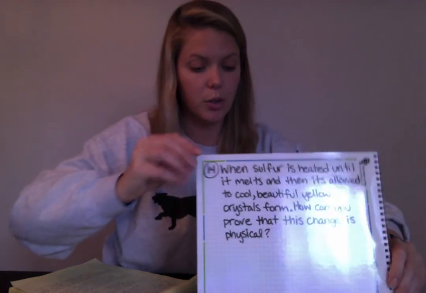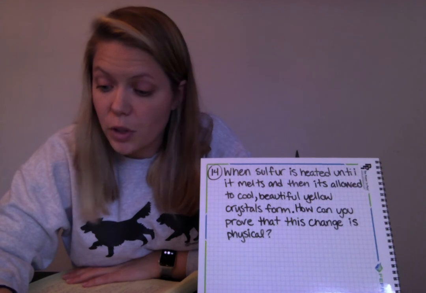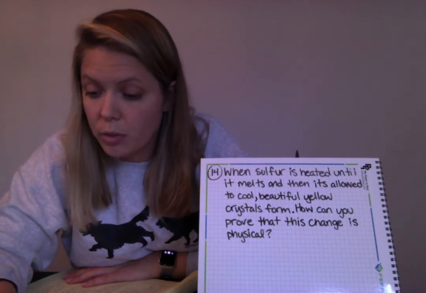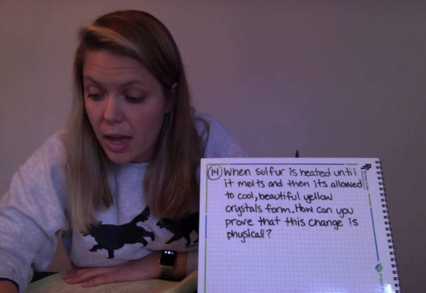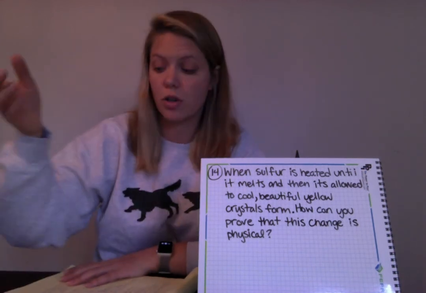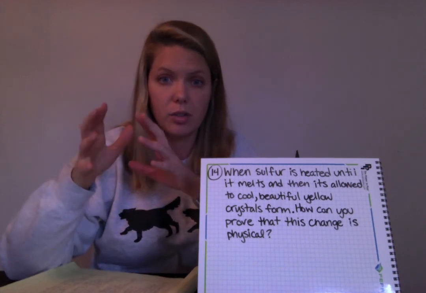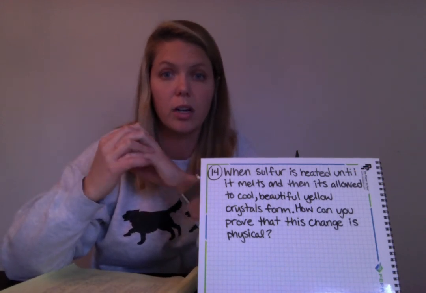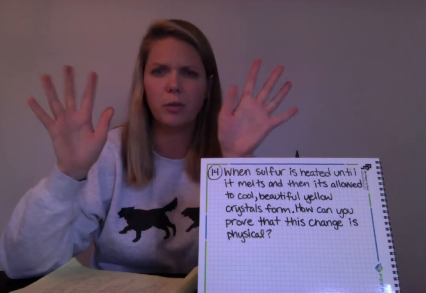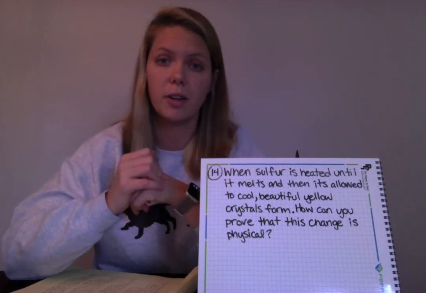the last one we're going to do in this video, asks us: when sulfur is heated until it melts and then is allowed to cool, beautiful yellow crystals form. How can you prove that this change is physical? I do encourage you to go on YouTube and look up these crystals being formed, all right? Sulfur smells really bad. It smells like rotten eggs, but it is a really beautiful yellow color. It looks so cool. So if you look that up on YouTube, it's just kind of fun.